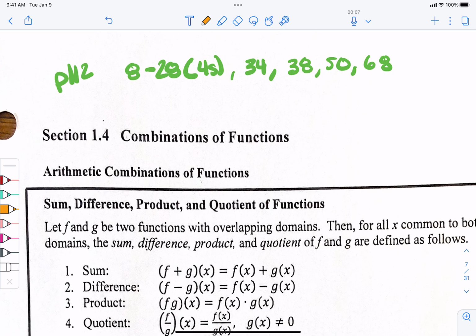All right, hey Emma, this is a fun one. The homework assignment is at the top. This is combinations of functions. Make sure you write that homework assignment down.